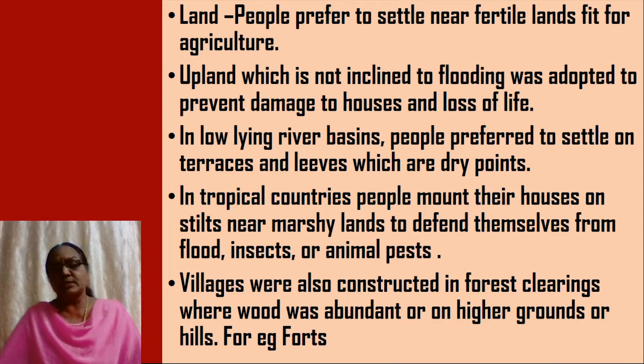In low-lying river basins, people prefer to settle on terraces and levees, which are dry points. Now, what are terraces? All of you would have understood what terraces are. Along the mountainous regions, crops can be grown along terraces to prevent the erosion of soil. And so in low-lying river basins also, people prefer to settle on terraces and levees, which are dry points. These are regions which are not inclined to flooding.